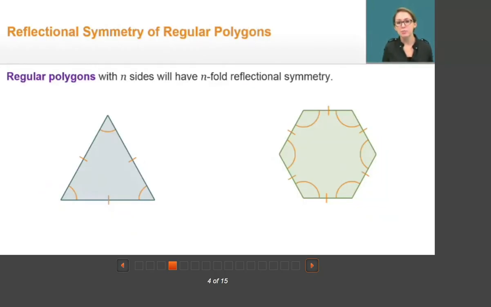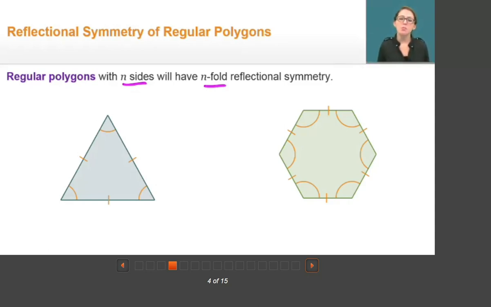Let's consider these regular polygons and their reflectional symmetry. Regular polygons with n sides will have n-fold reflectional symmetry. For example, a 5-sided regular polygon should have a 5-fold reflectional symmetry. Remember, a regular polygon is a polygon that has congruent sides and angles.